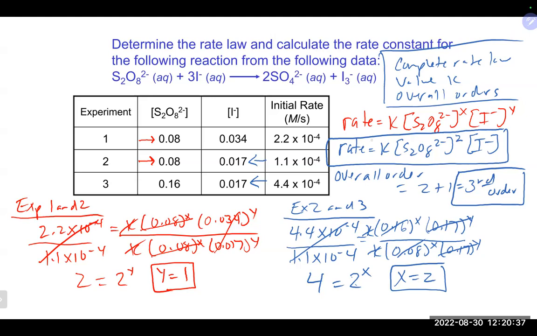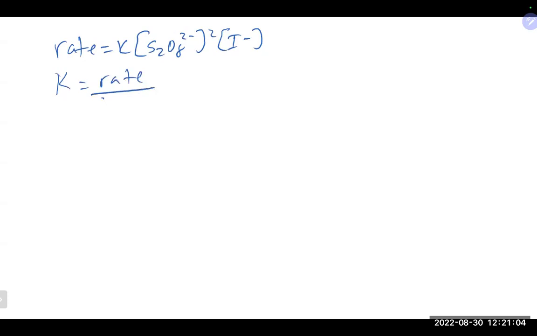At this point, once we have the orders, we can now rearrange our rate law and solve for K, and we can actually get the value of K. And once again, we could take any one of these entries to do that. So I'm just going to rewrite the rate law over here. The rate in this case was K [S2O8 2-]^2 [I-]^1. That means that K would equal the rate divided by [S2O8 2-] squared and [I-].